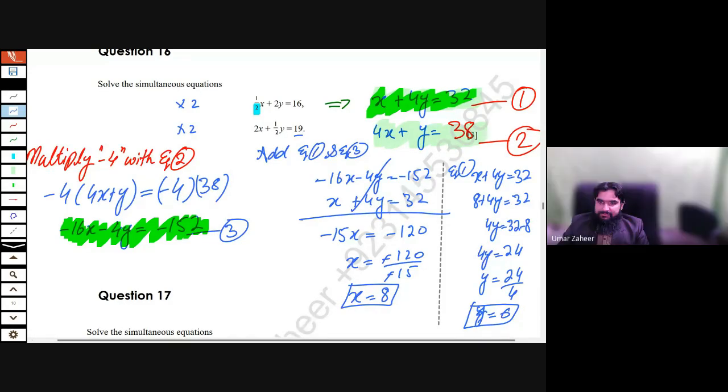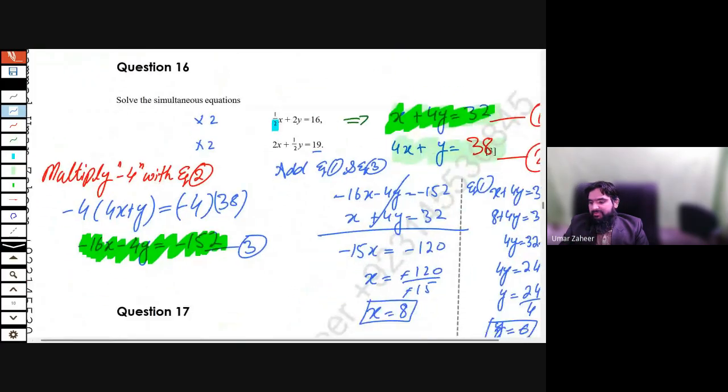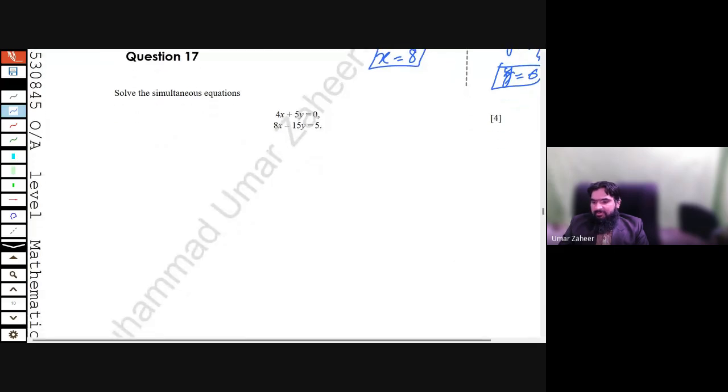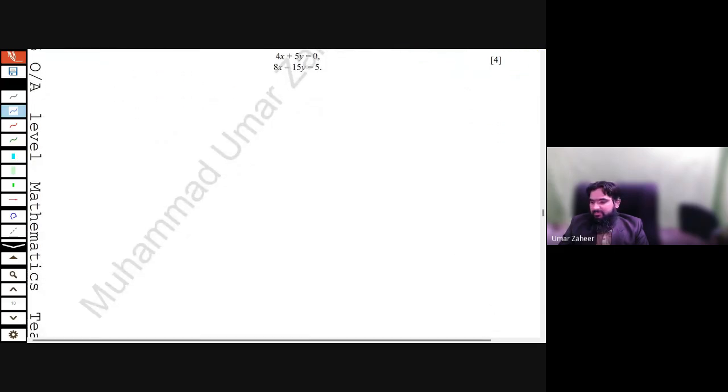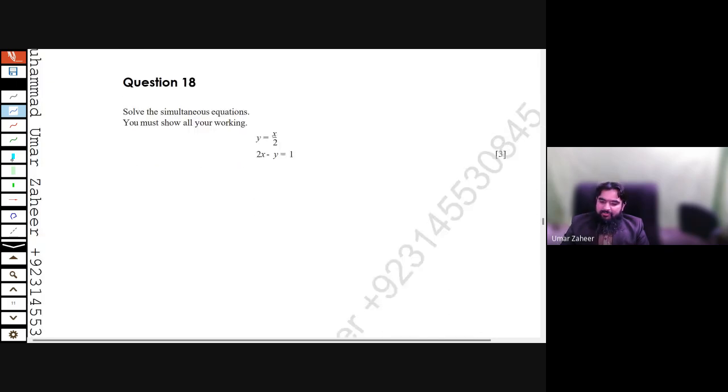Yes, sir, it's clear. Okay, so we have done one question by the substitution method and the other one by the elimination. The 17 is just a simple question. In this one, look at here, you have to do it by substitution because one variable is already the subject. You don't need to make the subject. Just substitute it into equation 2. So it will be 2x minus the value of y, which is x over 2, is equal to 1.